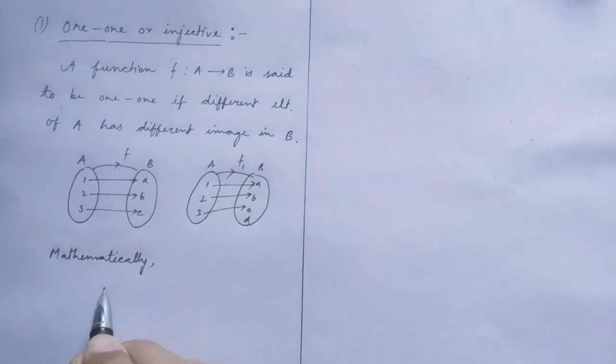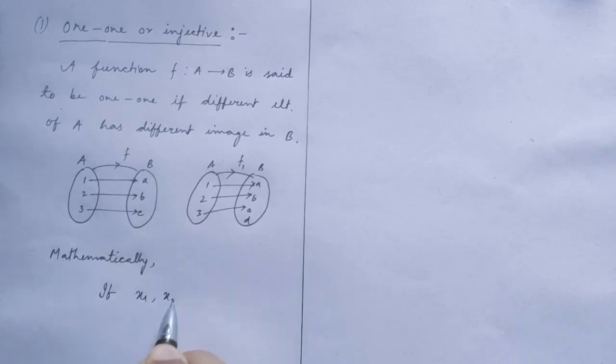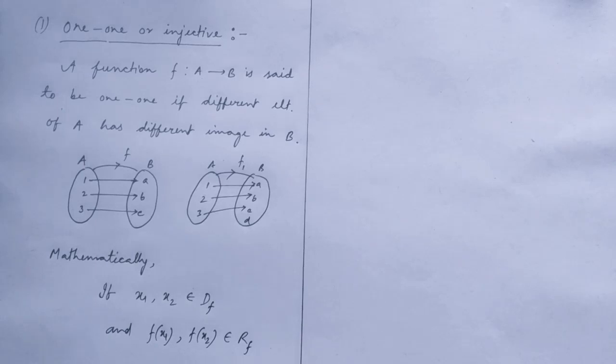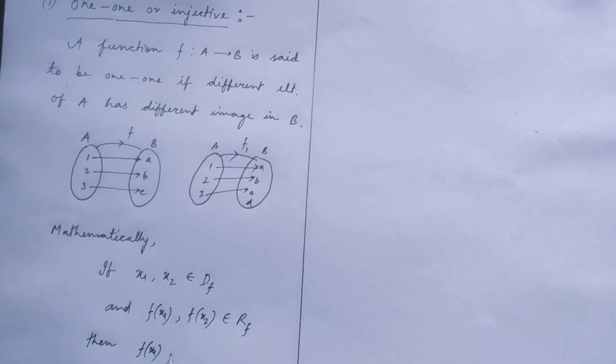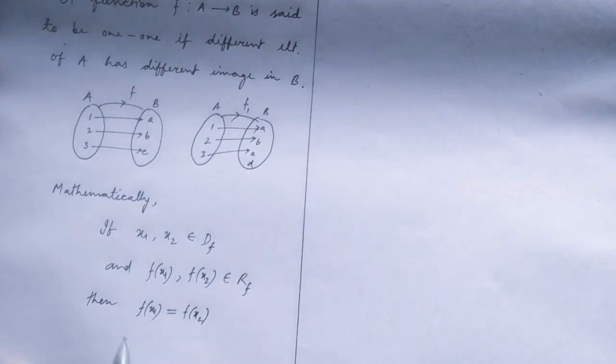So mathematically, if x1, x2 belong to the domain of f, and f of x1, f of x2 belong to the range of f, then f of x1 equal to f of x2 implies x1 equal to x2. So if the function satisfies this condition, then the function is one-one.